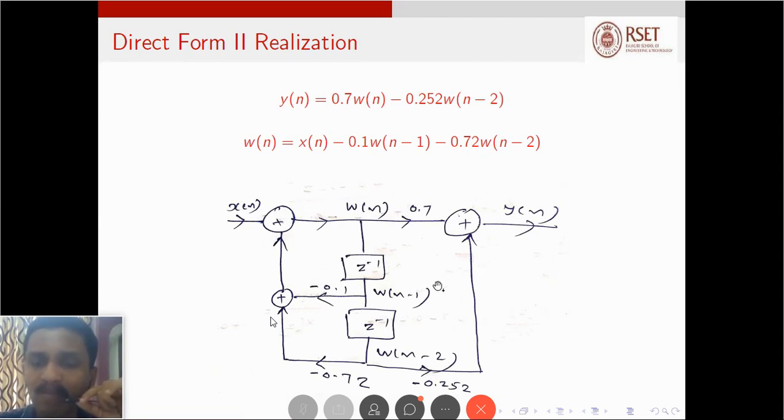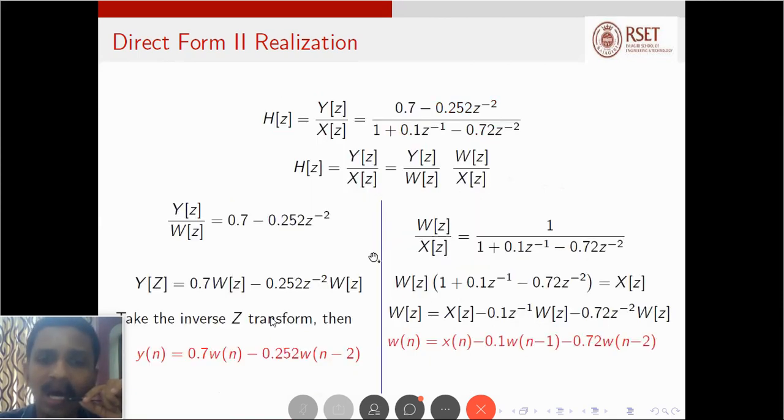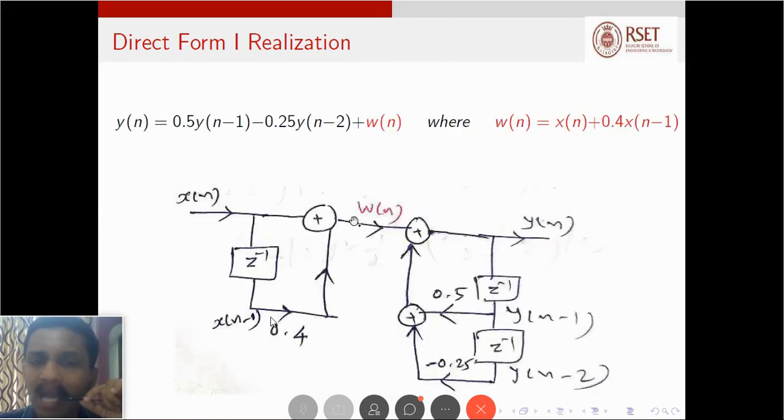In the case of direct form 2 realization, you can see that the number of delay elements is reduced. Here only 2 delay elements are used. If you are realizing this with direct form 1, you can see that in the direct form 1 realization, the number of delay elements is high. The two equations are different, but if you realize the same equation using direct form 2, the number of delay elements will be less. So you can reduce the number of delay elements by using direct form 2. That is one of the advantages of direct form 2 realization.